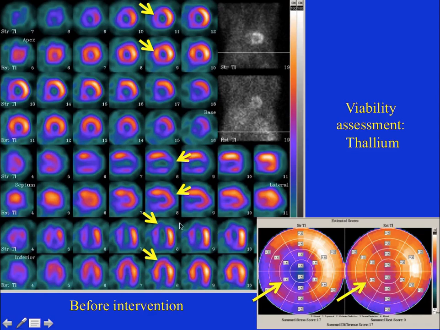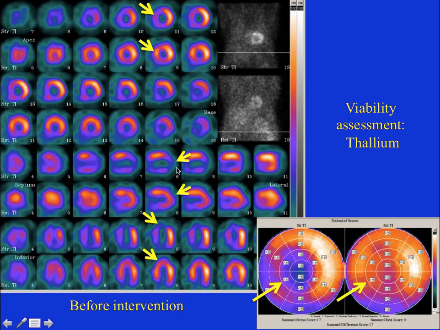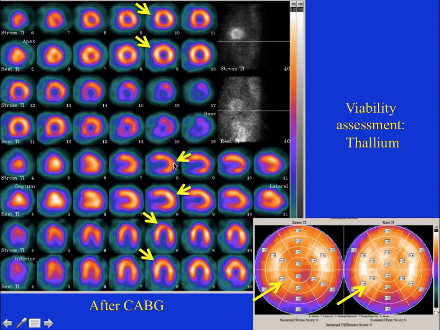So this means that the myocardium, which is jeopardized in this area, will improve if intervention is done in the form of CABG or PCI. This is before intervention. Now this is after CABG. I do not find any abnormality here. The initial defect here improved. So thallium reliably predicted that the jeopardized myocardium would improve after intervention, and this is the proof.